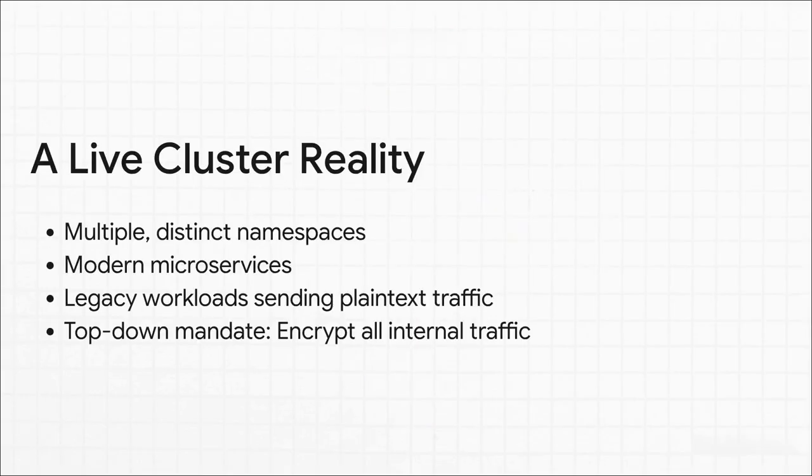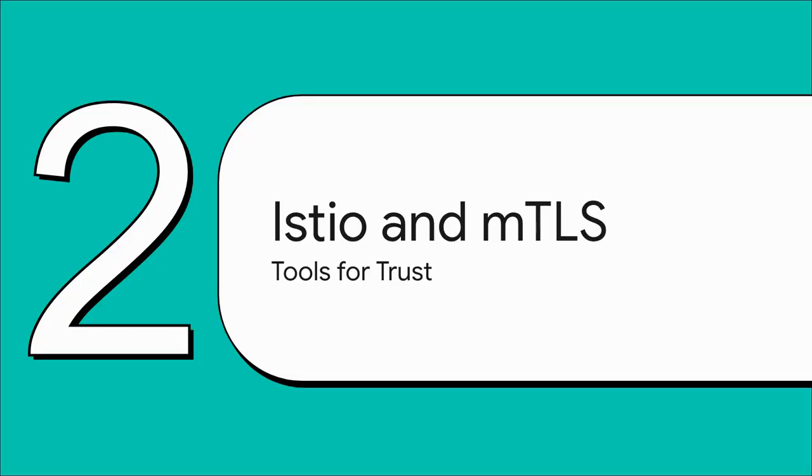And let's be honest about what that live cluster actually looks like. It's not neat and tidy. You've got a bunch of different namespaces, probably for different teams. You've got some cool modern microservices right next to these, well, let's call them legacy workloads that are just blasting plain text traffic all over the place. I'm sure this sounds familiar to a lot of you, and it's into this complex mix that the mandate drops. Encrypt everything. So with that challenge laid out, how do we actually solve it?